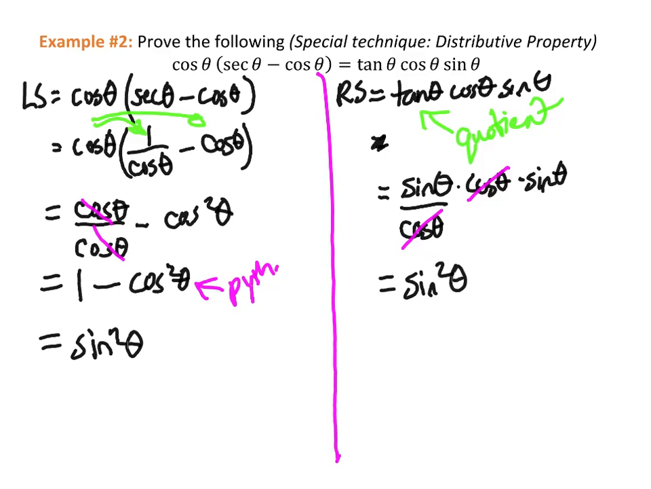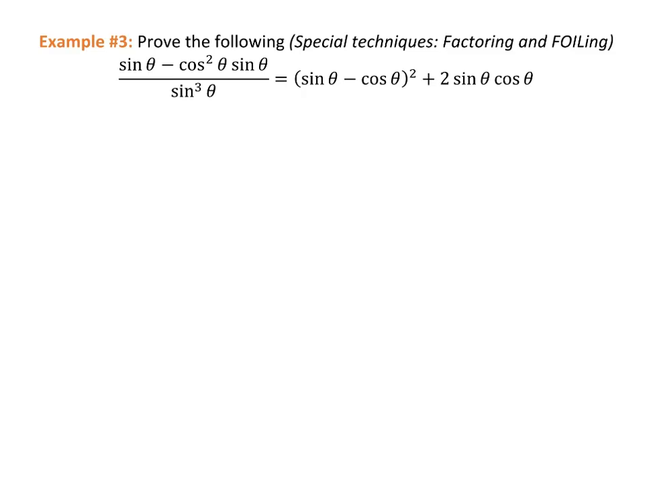And so we've succeeded. Our left side and our right side are the same. So you can say left side equals right side, and we've made it to the end. All right, one more example with some new techniques. This one we're going to use both factoring and foiling. So both sides are pretty complicated, so we're going to have to simplify both sides in this case to get them to look like each other.